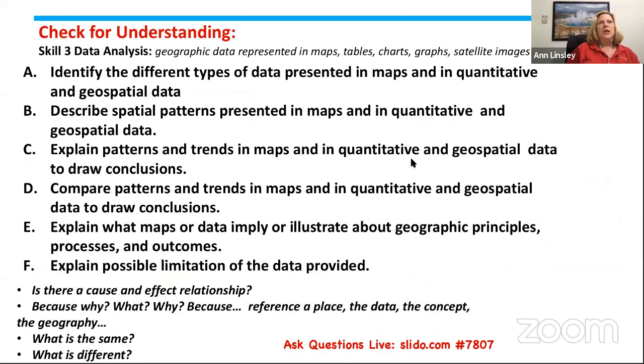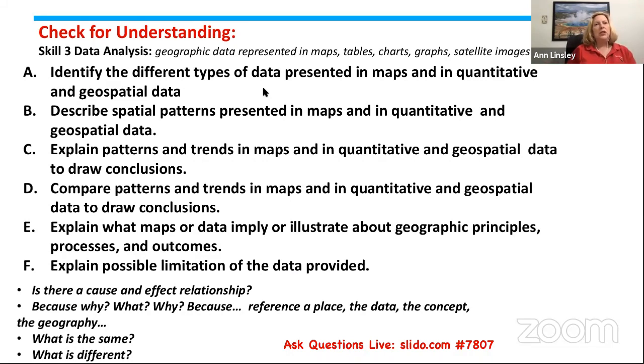But so we've looked at the different types of data that is presented in maps. We have to describe spatial patterns using that data. We have to explain it to come up with conclusions. That's the why because concept.